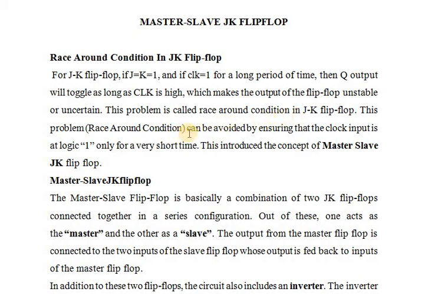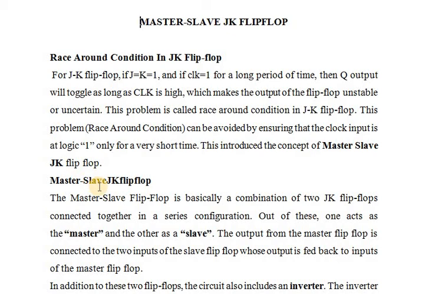This problem can be avoided by ensuring that the clock input is logic 1 for a very short time. So for a long time, if the clock is high, the race condition occurs. So we are going to eliminate that problem here. This introduces the concept of master slave JK flip flop. So the disadvantage in the JK flip flop is rectified in the master slave JK flip flop.